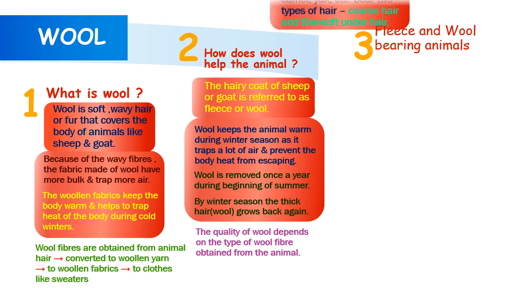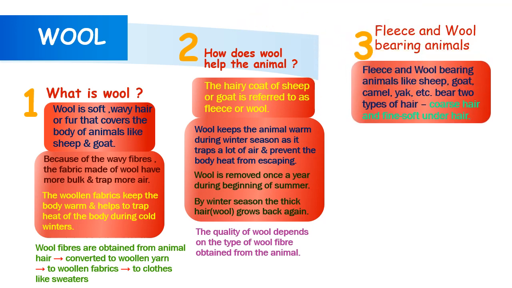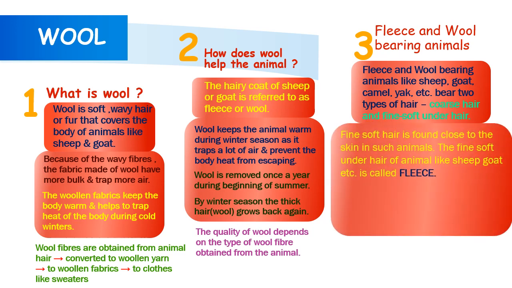Fleece and wool-bearing animals like sheep, goat, camel, yak, etc. bear two types of hair, that is coarse hair and fine soft underhair. Fine soft hair is found close to the skin in such animals. The fine soft underhair of animal like sheep, goat, etc. is called fleece.